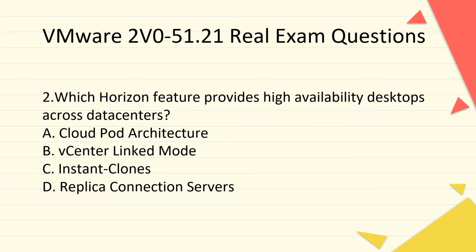2. Which Horizon feature provides high availability desktops across data centers? A. Cloud pod architecture. B. vCenter linked mode. C. Instant clones. D. Replica connection servers.